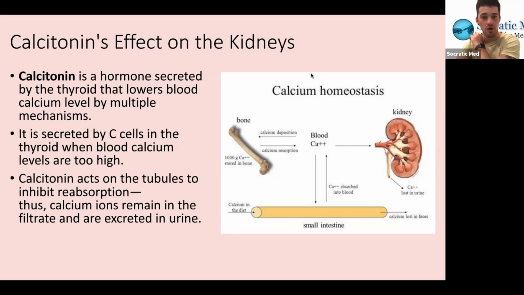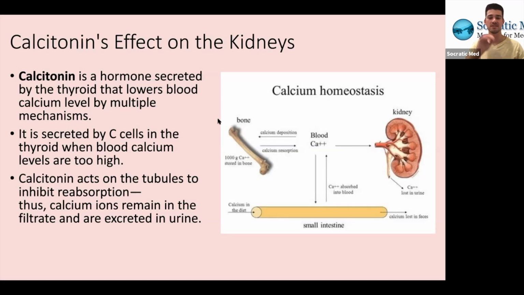So one hormone in your body that's part of another system that acts on the kidneys is calcitonin. Calcitonin is a hormone that is secreted by the thyroid that helps lower blood calcium levels by multiple mechanisms, the scope of which is outside of this lecture. But what you do have to know is that it's secreted by the C cells in the thyroid when blood calcium levels are too high.